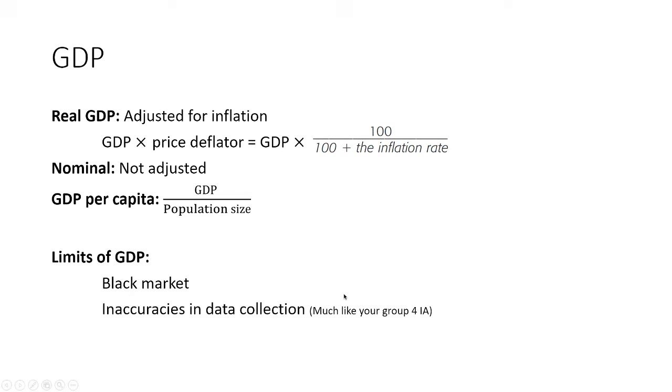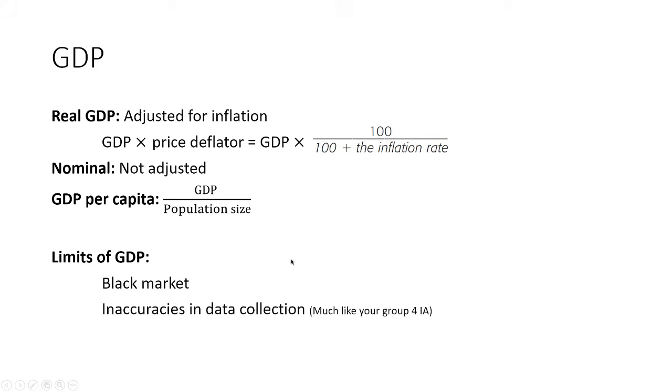There are different types of GDP. You have the real GDP, which is GDP that is adjusted for inflation. To calculate this on your paper 3, you take GDP times the price deflator. To find this deflator, you can take 100 divided by 100 plus the inflation rate of the country. No, this is not a percent, this is a rate, this is a decimal. And then we have nominal GDP, which is not adjusted for inflation. And then we have GDP per capita, which is GDP divided by population size.